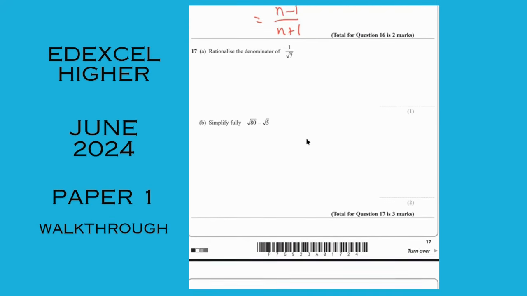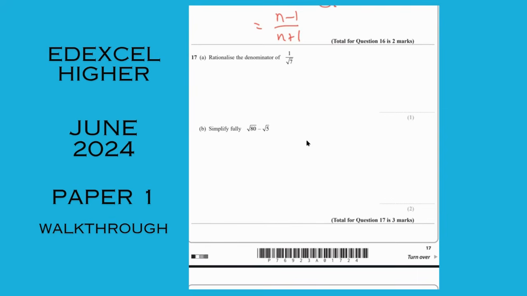If you're familiar with rationalising, you'll know that the first one's just an easy one. You can just go straight to the answer with it only being worth 1 mark, but I will talk through it. Multiply top and bottom by root 7, so 1 root 7 on top. Root 7 times root 7 is root 49, also known as 7 on the bottom.